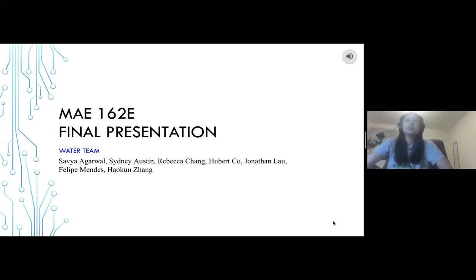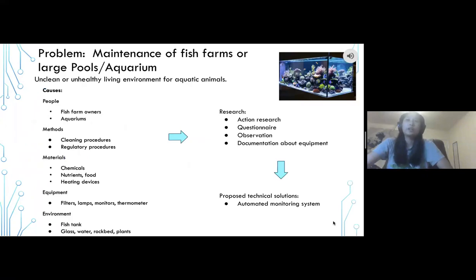In the beginning of our Capstone project, we identified a problem that we wanted to solve. What we wanted to solve was the issue of maintenance of fish farms in terms of water quality. Some causes of unclean living environments for fish include improper cleaning or regulatory methods, poor chemical or nutrient composition, and insufficient use of equipment like filters.